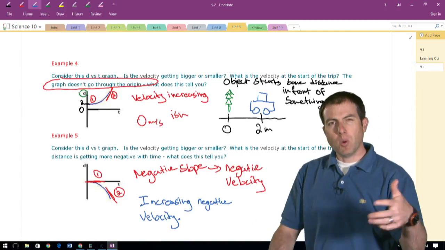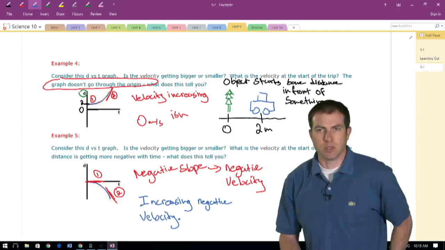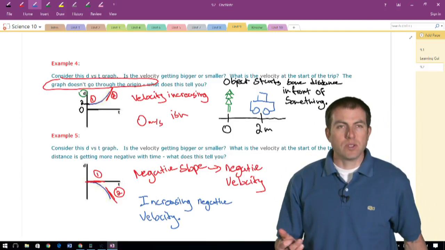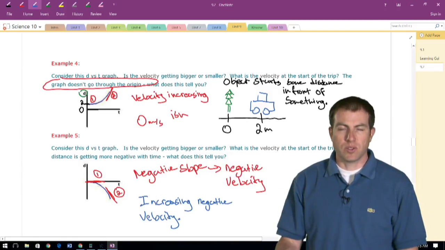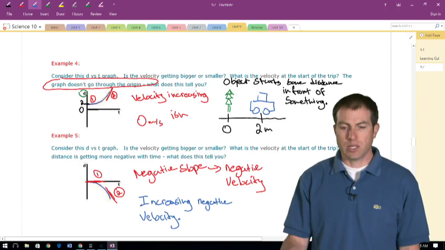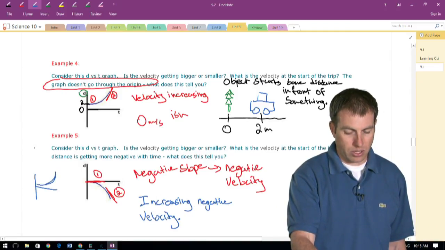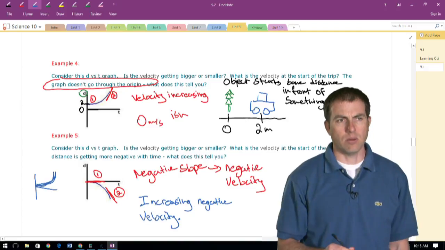The distance is getting more negative with time. It's kind of this last sentence we still need to dissect. What does this tell you? What does it mean when our distance gets more negative with time? Is there anything significant about that? If we'd had the mirror of this graphic, if our slope had gone up, what would that have meant our object was doing?